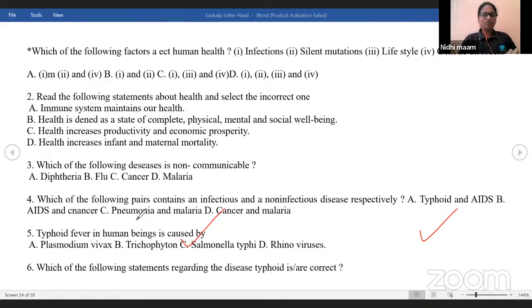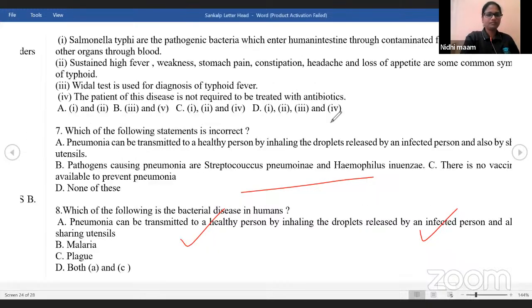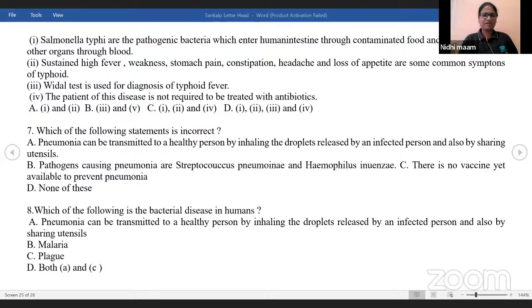Sixth question, which of the following statements regarding the disease typhoid is or are correct? Let us see the options. First statement, Salmonella typhi are the pathogenic bacteria which enter the human intestine through contaminated food and water, and migrate to other organs through the blood.